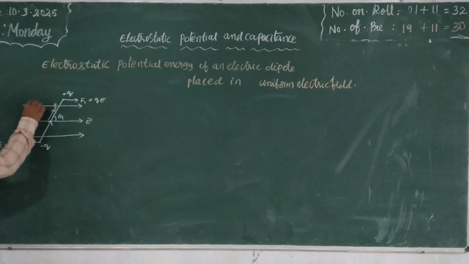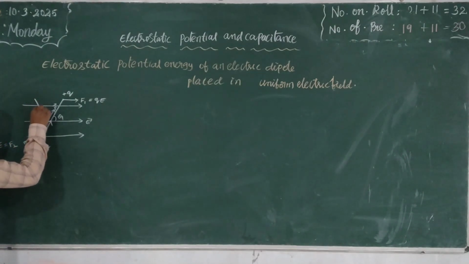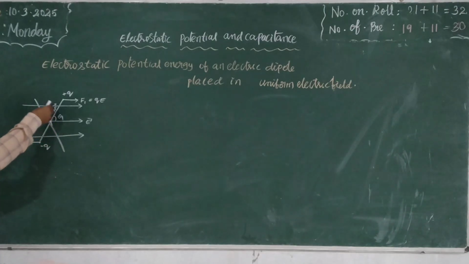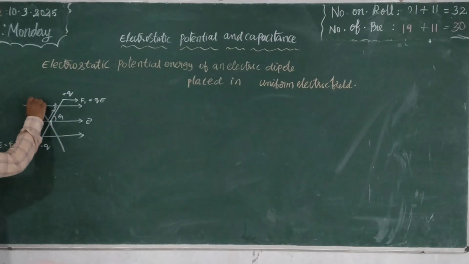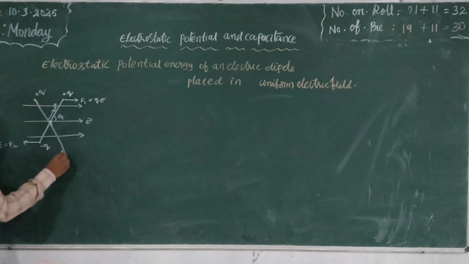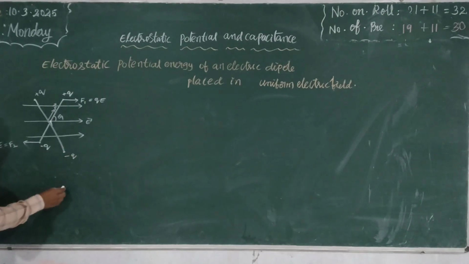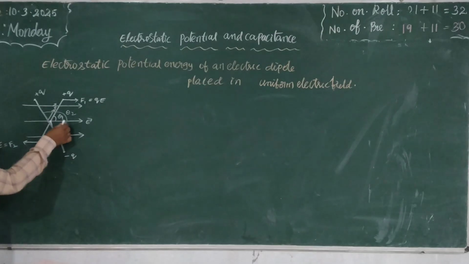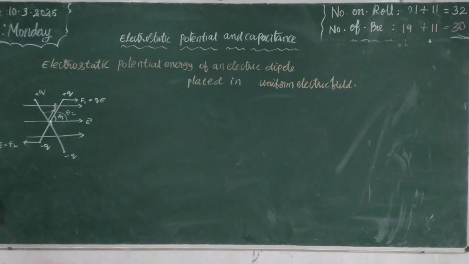Now we rotate the electric dipole. Its natural rotation is in the clockwise direction, but we are rotating it in the anti-clockwise direction. It has plus q and minus q. We rotate it through an angle from theta 1 to theta 2. In this case we are doing some work against the moment of force, and that work is stored in the form of electrostatic potential energy.